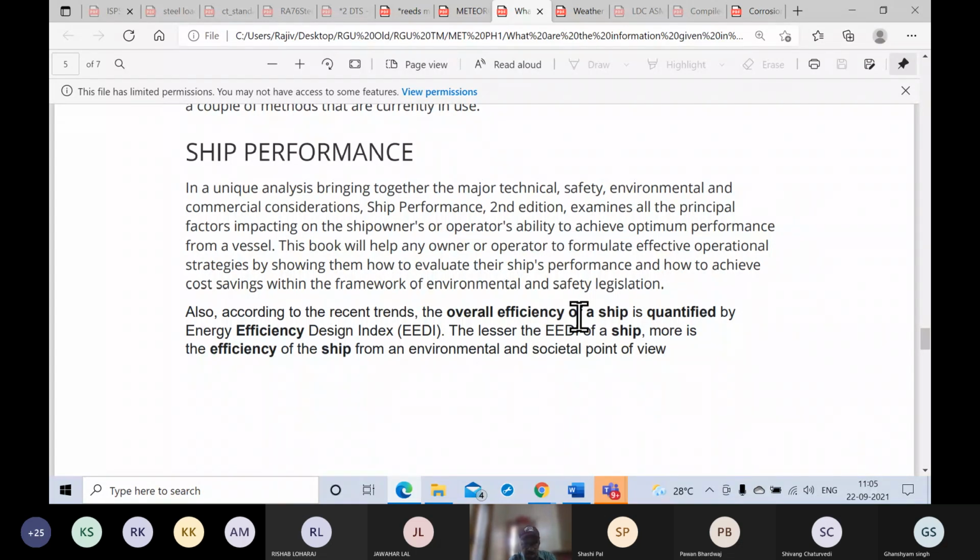Principal factors which impact the ship owner's and operator's ability to achieve this are also included in what is called the overall efficiency of a ship, quantified by EEDI, the Energy Efficiency Design Index. The lesser the index, the more efficient the ship.